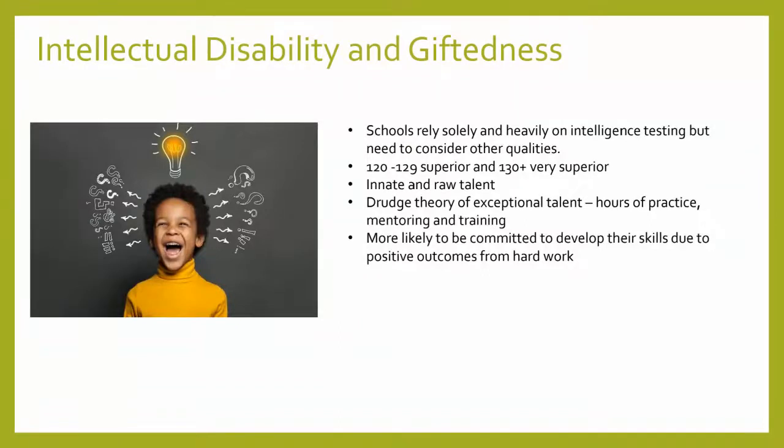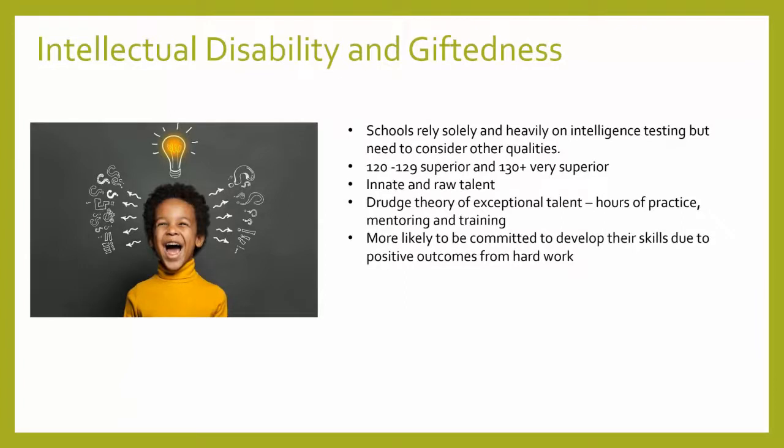And the final slide is the giftedness component. So it's that score at the 2% of the right-hand side of our bell curve about a child being gifted. So above sort of 120 to 129 on an IQ test would be considered superior, and 130 plus is very superior. So schools rely heavily on intelligence testing, but we also do need to look at other qualities when we look at gifted children.